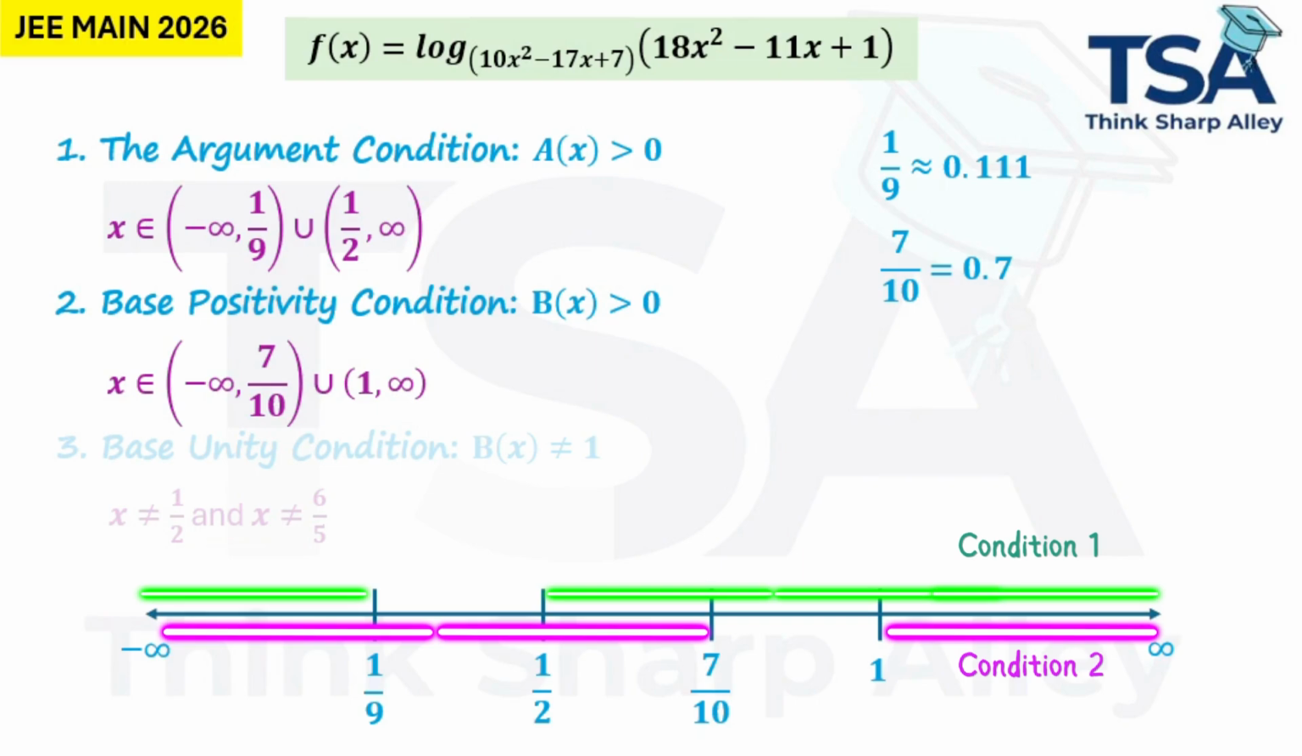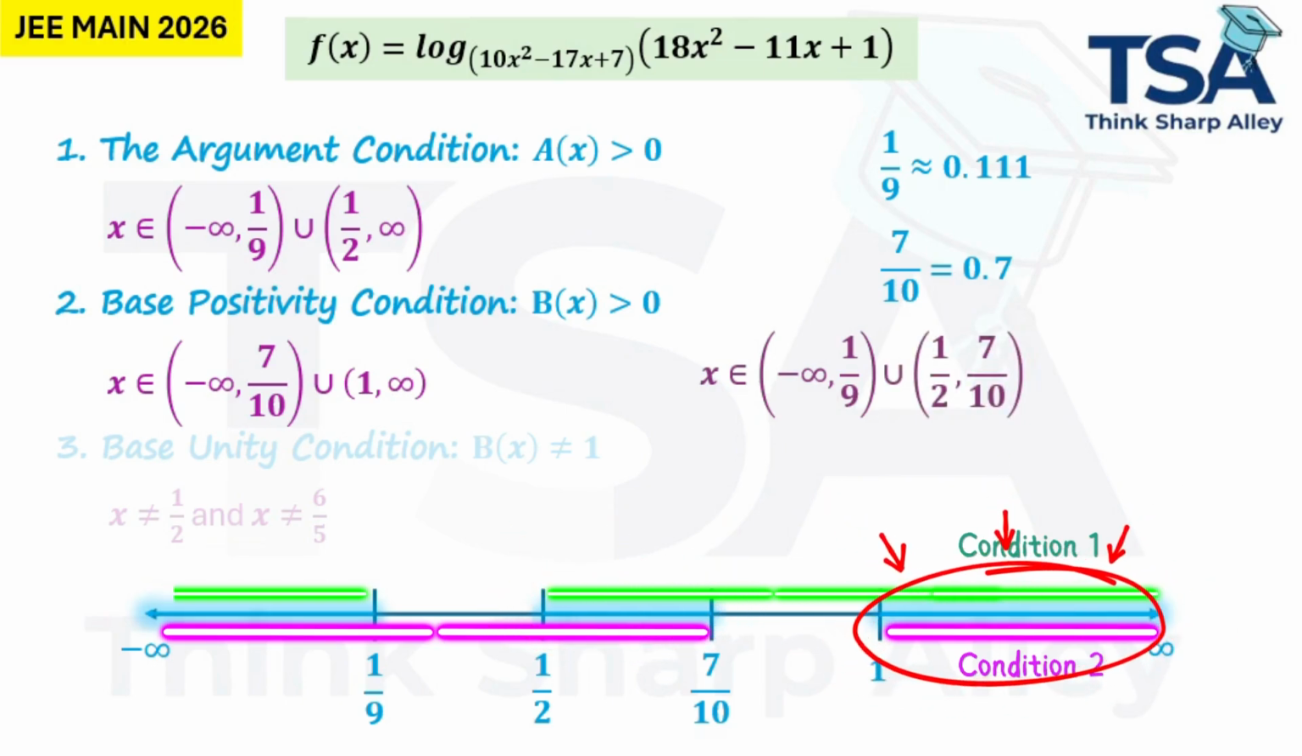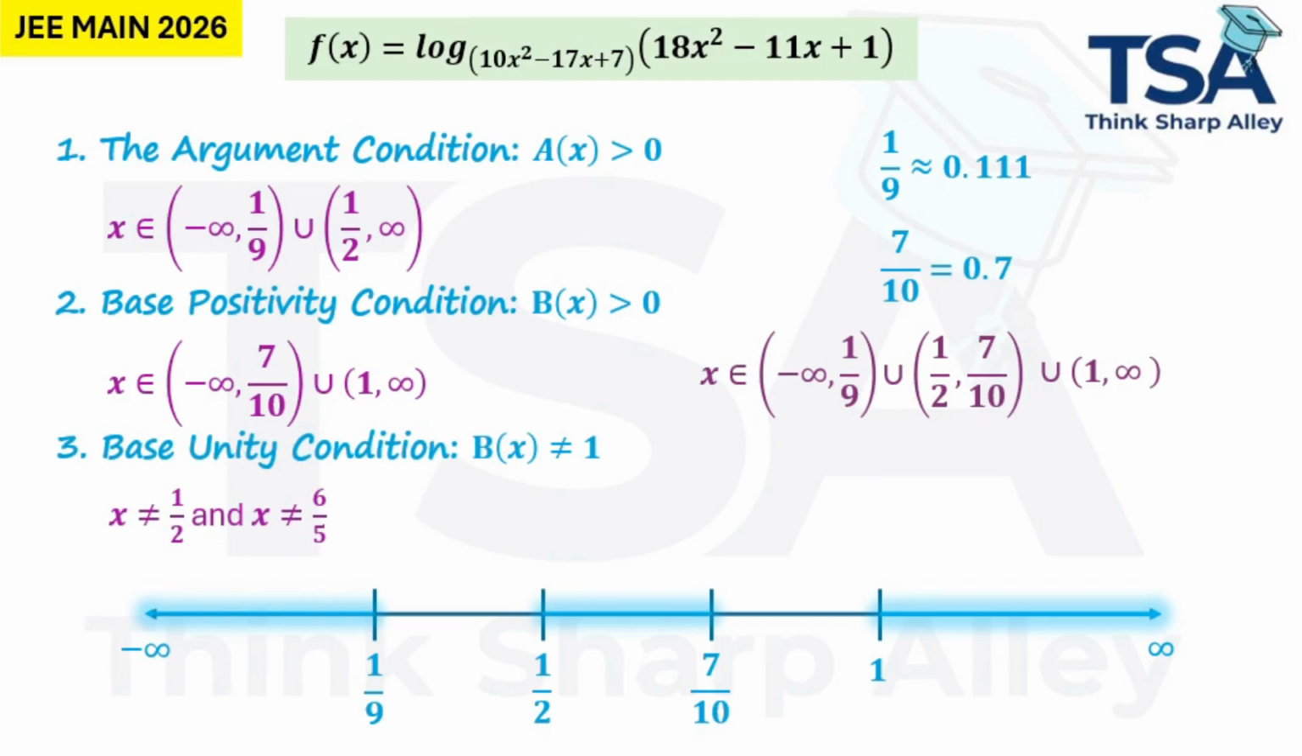Now the common regions are clearly minus infinity to 1 by 9 and 1 by 2 to 7 by 10 and 1 to infinity. Now let's factor in our base unity condition. X not equal to half is already naturally excluded because the middle interval uses an open bracket at half. But x equal to 6 by 5, which means 1.2, falls directly inside our interval 1 to infinity. So therefore it must be explicitly subtracted. So this is our final domain.